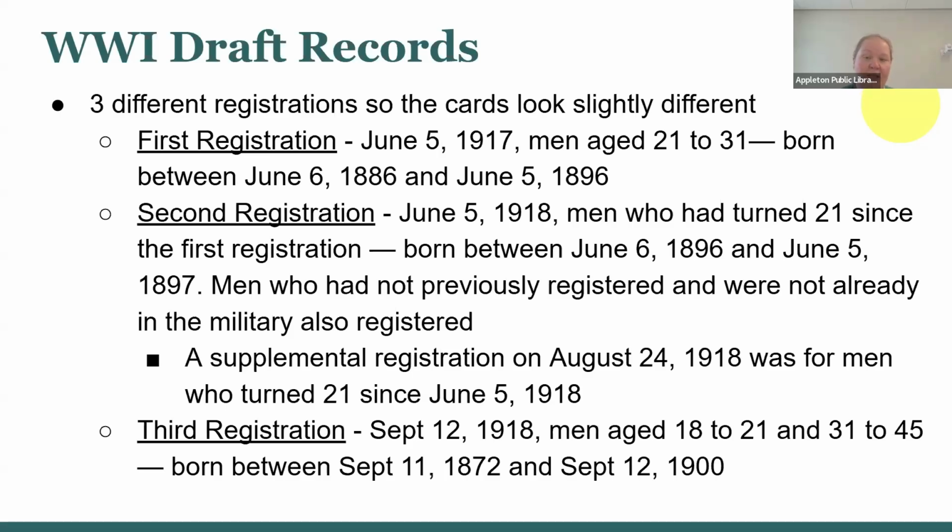A couple months later, they did another mini supplemental draft for the additional men who turned 21 since the June date. And then the third and final registration for World War I happened in September of 1918, where they expanded it a little bit. It was men aged 18 to 21 and 31 to 45, so a lot bigger of a span. If your ancestor was on the tail end of any of those, they likely registered during that third one.